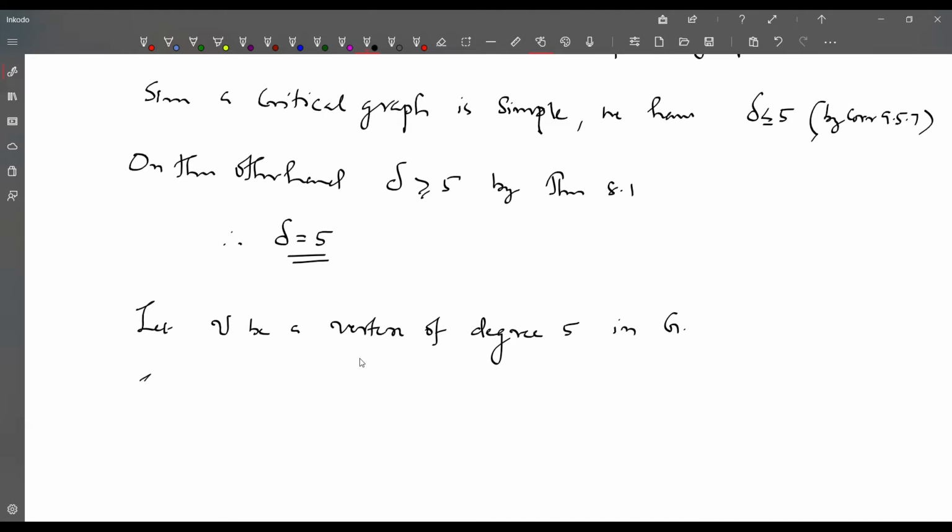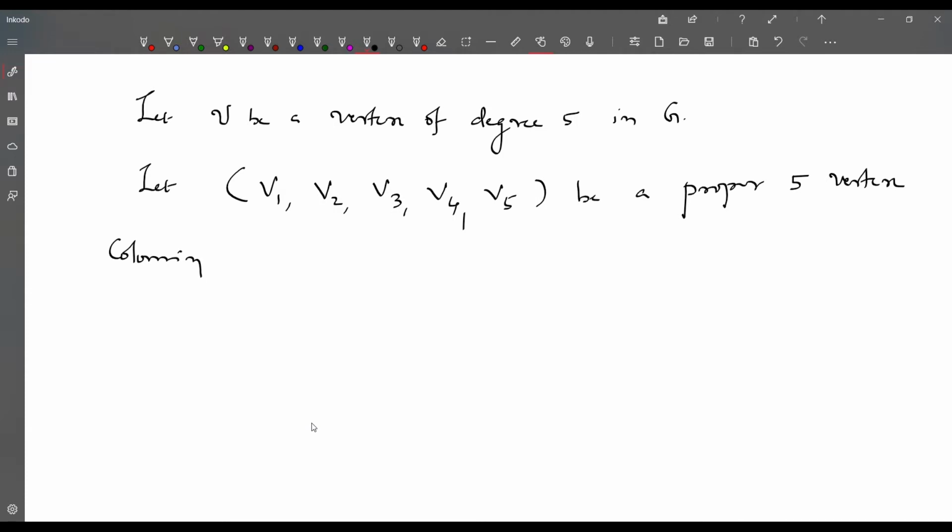Let V1, V2, V3, V4, V5 be a proper 5 vertex coloring of G minus V. Such a coloring exists because G is 6 critical.